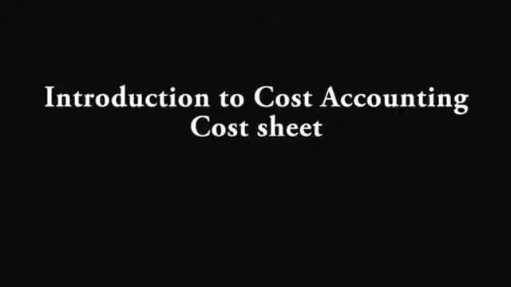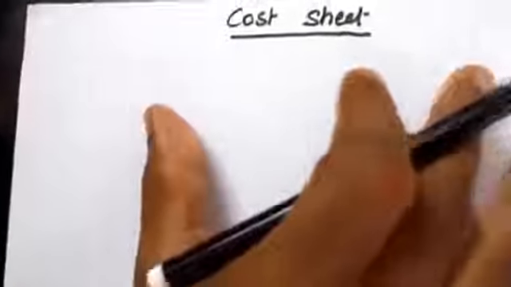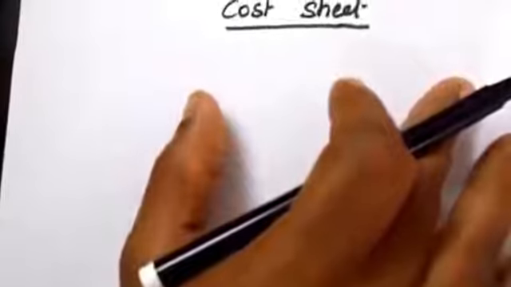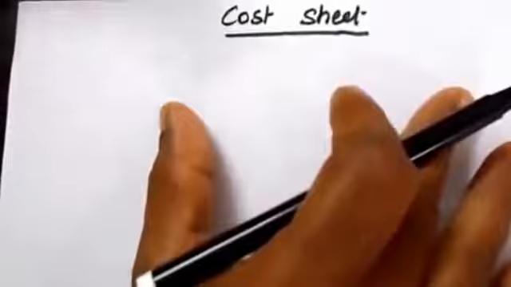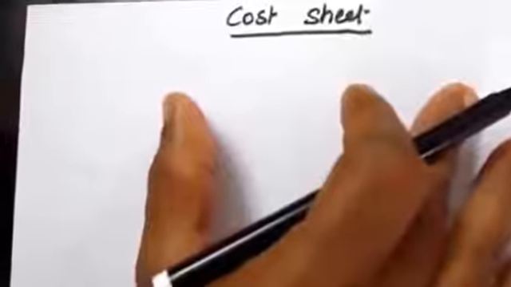Hi, in this video I am going to explain cost sheet. So what is the meaning of cost sheet? It calculates and summarizes the total cost of production. So generally if you take any product, the cost of product can be classified into three categories.